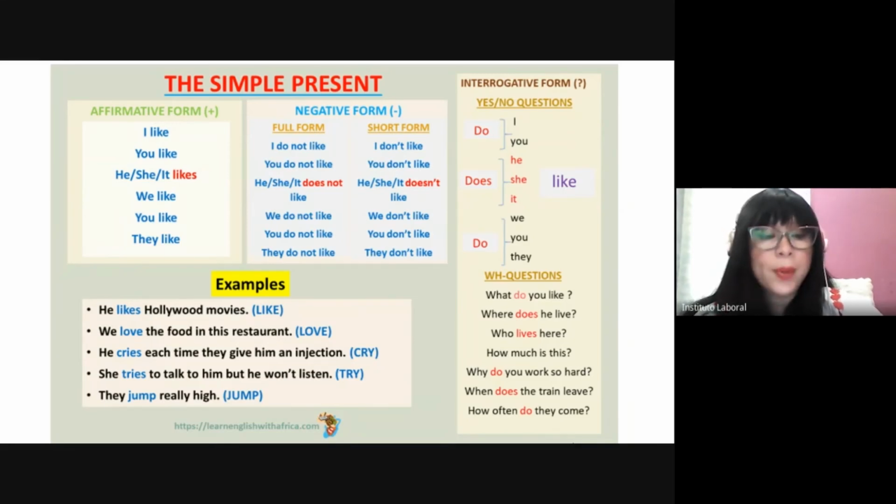En el último ejemplo, they jump really high. Jump se queda igual como en paréntesis. ¿Por qué? Porque es uno de los pronombres plurales.